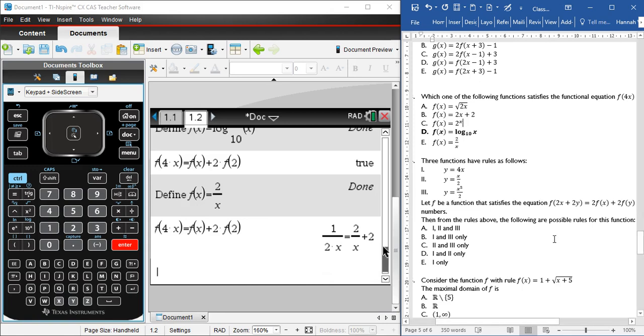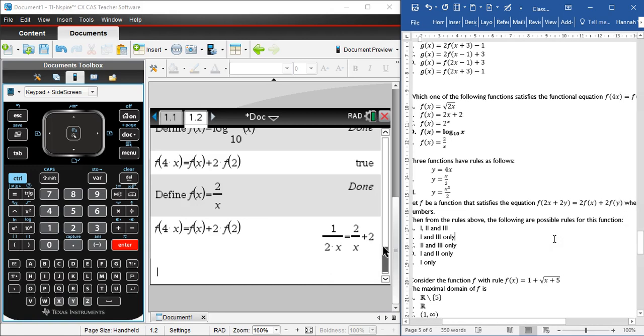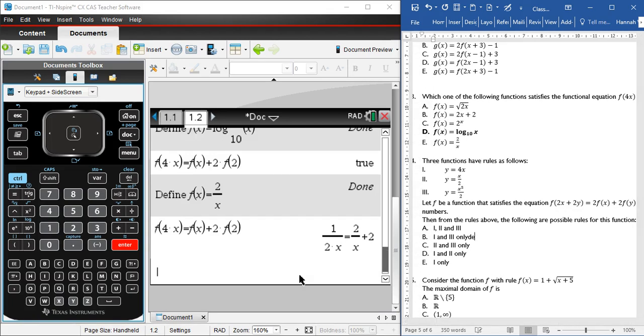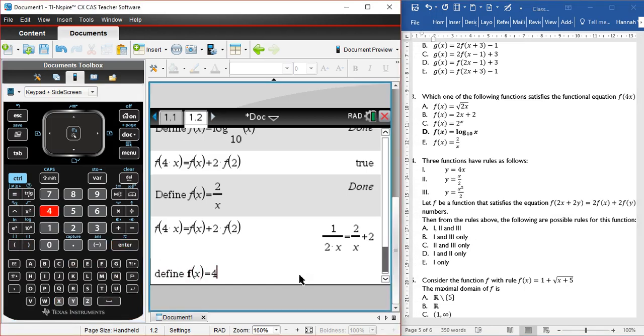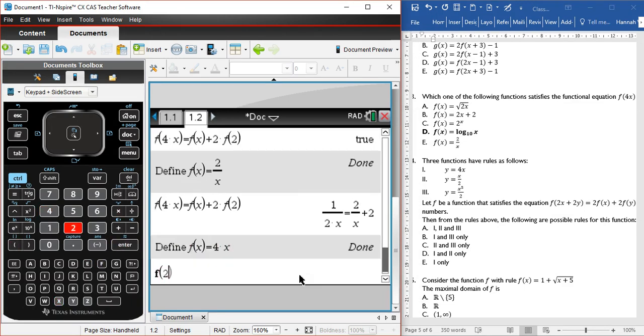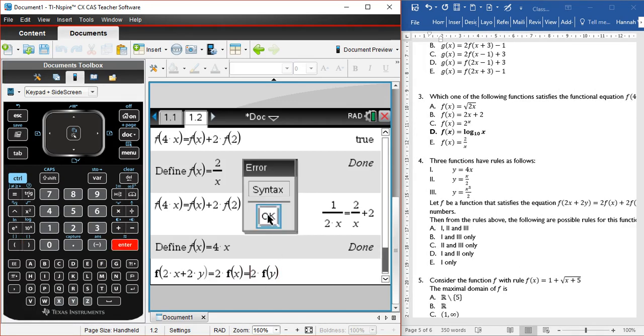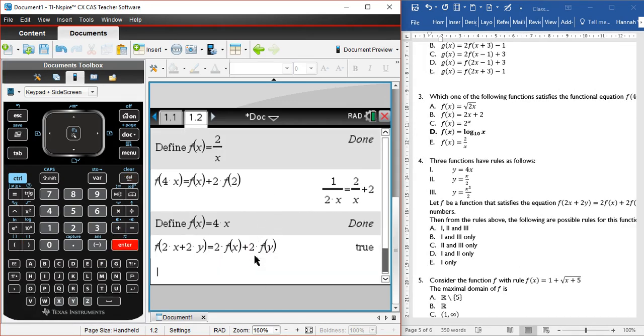You have 3 functions, and you need to work out which one of them satisfies this equation. So if you want to define all of them at the same time, you can, or just call the first one 4 times x. Okay, and then we have f of 2 times x plus 2 times y equal to 2 times f of x plus 2 times f of y. Oh, syntax error. Yes, sorry, that's a plus. It's true, so it works for 1.